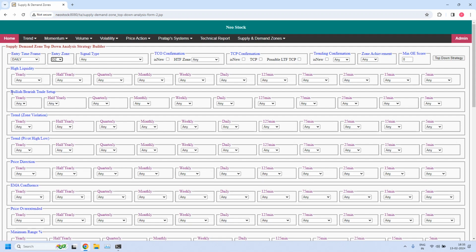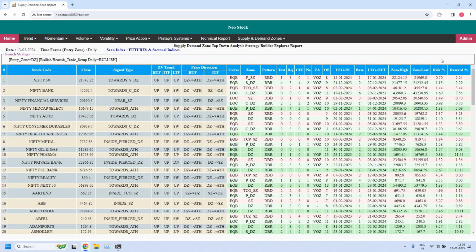And look into the parameter bullish or bearish trade setup. In this parameter, on the daily time frame, I'm selecting bullish. Now let us generate the stocks. Let us filter the stocks. All these stocks are currently supporting bullish trade setup.